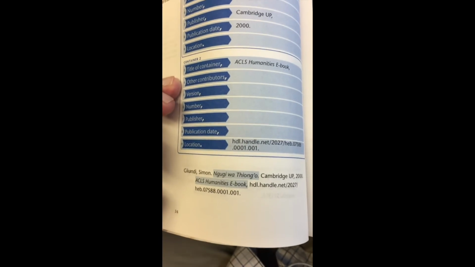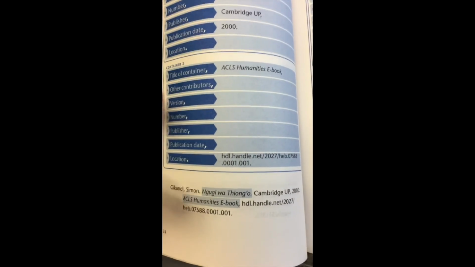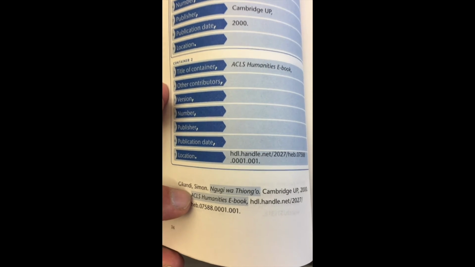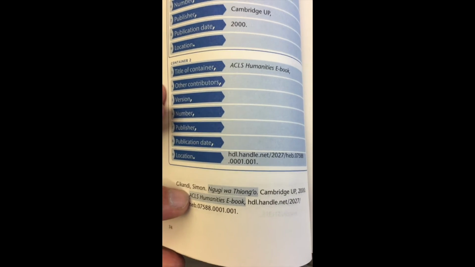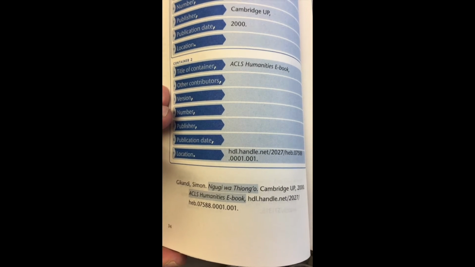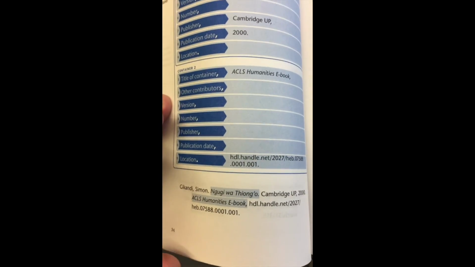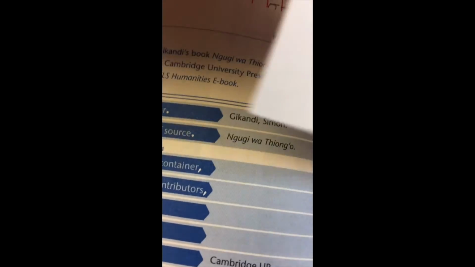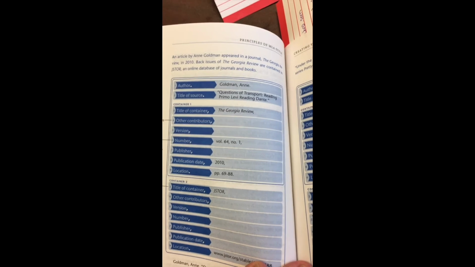And then if it turns out that you had accessed this through an electronic database, then you have to have this additional information, basically the website that allowed you to access the monograph, and the URL for it. So that's a book at this point. A scholarly article would follow this format. So you read something in the Georgia Review by Anne Goldman, and it's called Questions of Transport, Reading Primo Levi, Reading Dante.